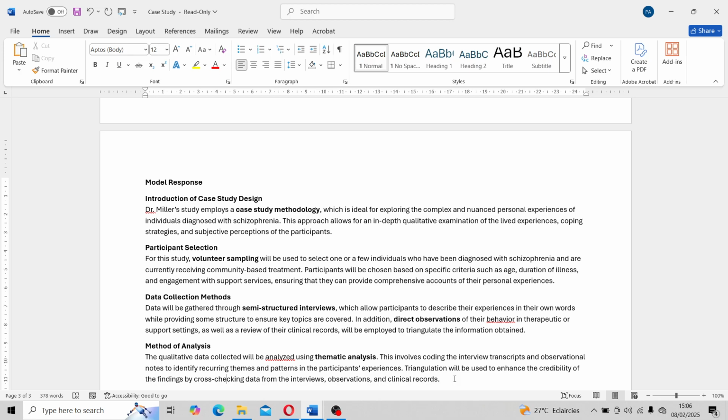Include at least two methods. But if you want your essay to be a little lengthy and very meaningful, try to include three different methods, and then explain in detail how you're going to do that. Then how you're going to analyze the data: you code the behavior, thematic analysis.